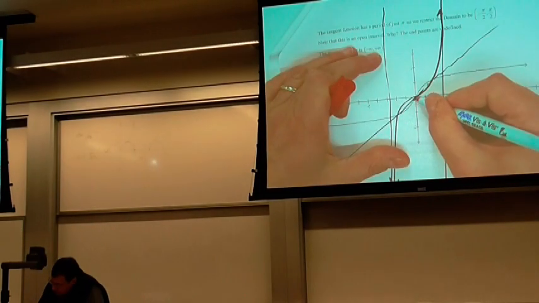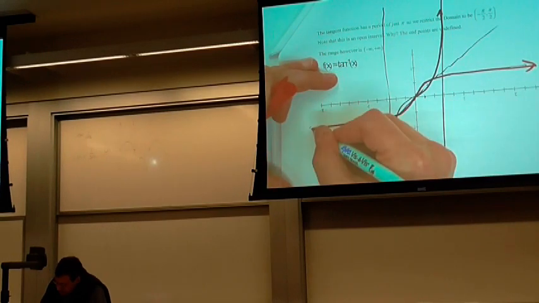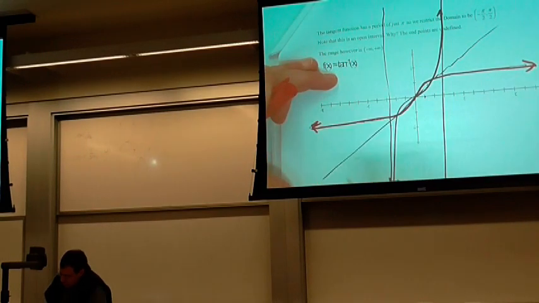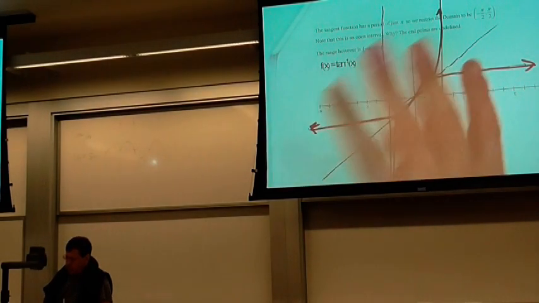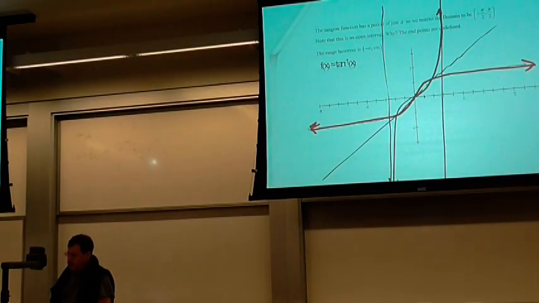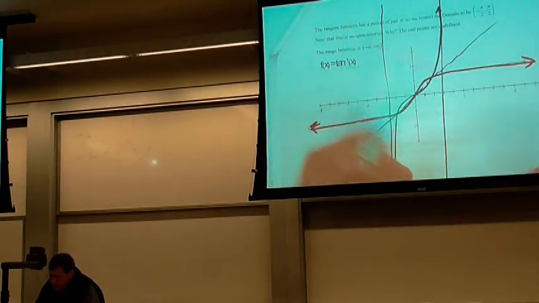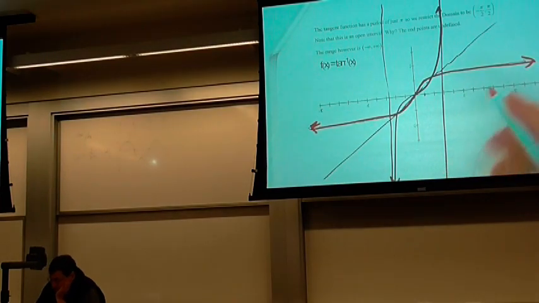Here's my inverse tangent function, looks like this. So its domain is what? This is not the truncated domain of the tangent. This is the domain of the inverse tangent. What values can I plug into the inverse tangent? All real numbers. Negative infinity to positive infinity.